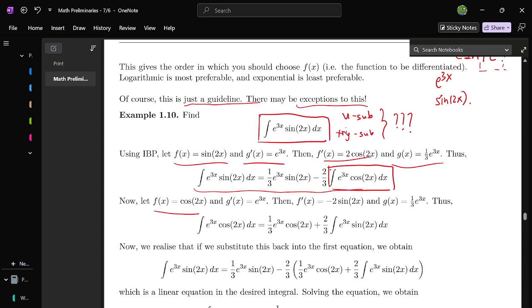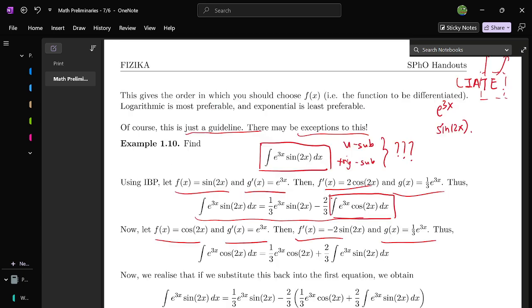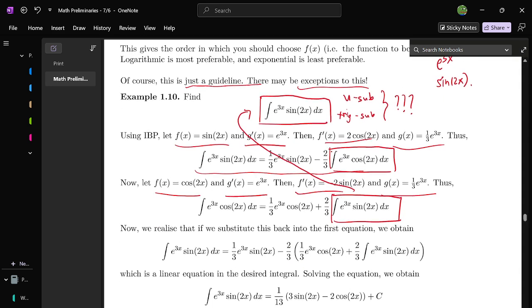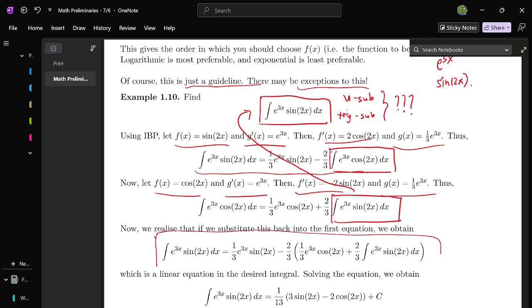And following LIATE again, we assign this, then we differentiate and we integrate, and we have this. Now this is perfect because look at what we just found here. This is exactly the same as this. So essentially what we have done here is that we now have a linear equation of the desired integral by using integration by parts. And the linear equation is just here.